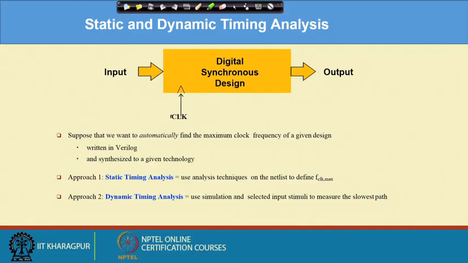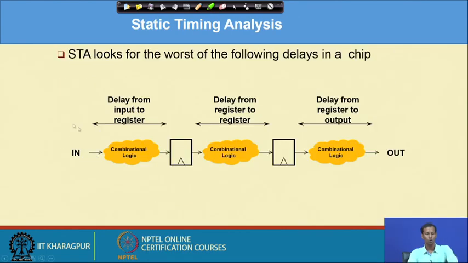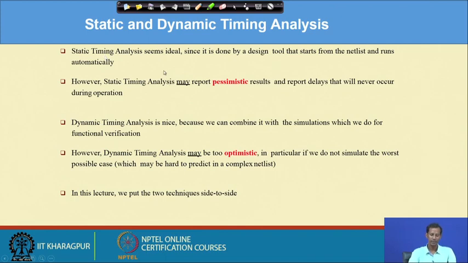So, at that time we have to do the timing analysis, whether that is static timing analysis or dynamic timing analysis. Here, static timing analysis seems ideal since it is done by a design tool that starts from the netlist and runs automatically. Based on the library information about the gate delays and the net delays, the tool itself calculates the corresponding timing requirement for the critical path or for the system design.